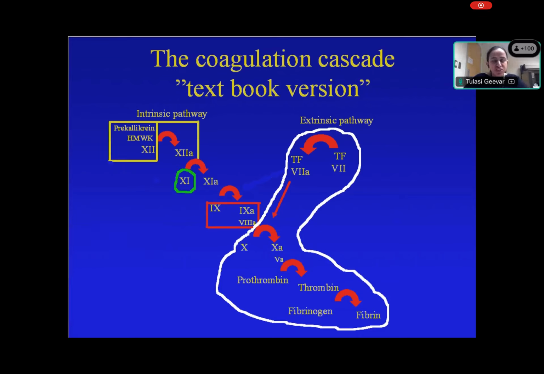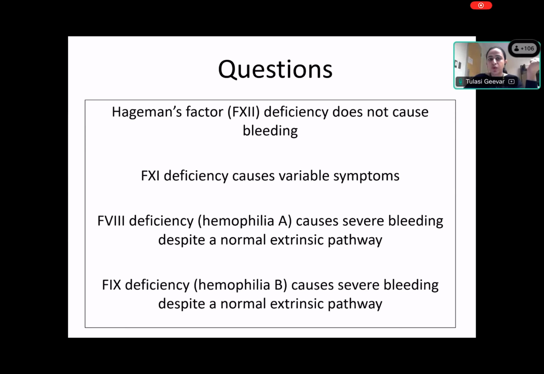Why do factor 12 deficiency patients not have any bleeding manifestations, and 11 deficiency patients have variable symptoms? That is, there are some patients who bleed even with a level of 20%, while there are some patients who do not bleed even with undetectable levels, like the patient that we saw. According to the cascade, 12 and 11 are required for activation of 9 and 8. Hence, they should bleed even more than hemophilia A and B patients if explained by this cascade. So these were the questions which were not answered by the coagulation cascade.